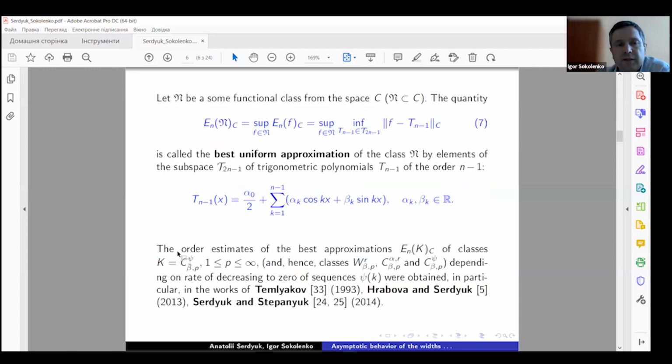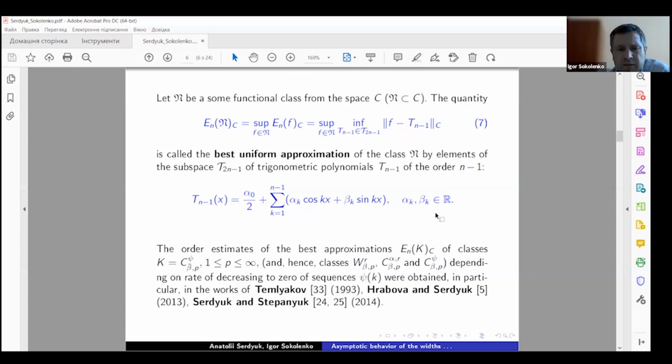Let calligraphic N be some functional class from the space C. The quantity of form 7 is called the best uniform approximation of the class calligraphic N by elements of the subspace T_{2n-1} of trigonometric polynomials of order n minus 1.